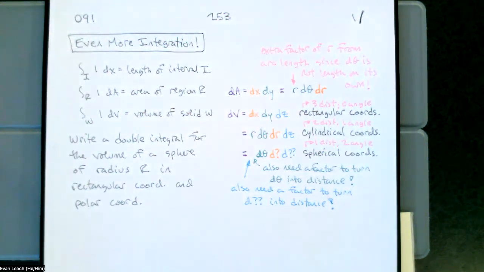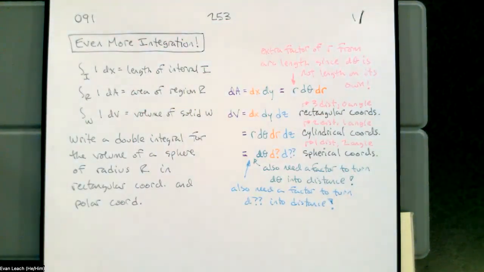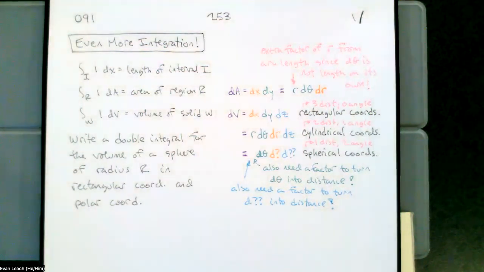So let's write a double integral for the volume of a sphere of radius capital R in rectangular coordinates and in polar coordinates. Note that I did not say find the volume of a sphere of radius capital R, because we already know that. The exercise here is not finding the volume of a sphere. The exercise here is taking something that we are familiar with, something to which we know the answer, and seeing if our thinking works in the mechanics of double integrals. Does that make sense?